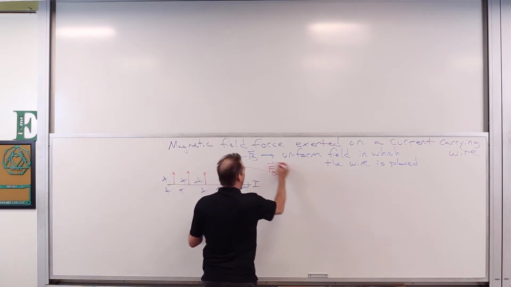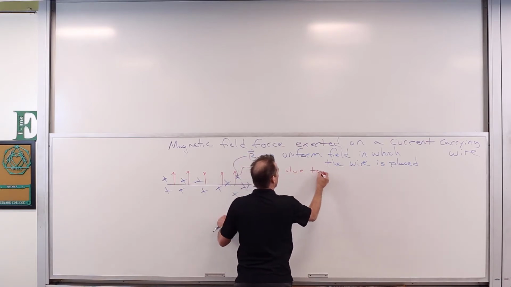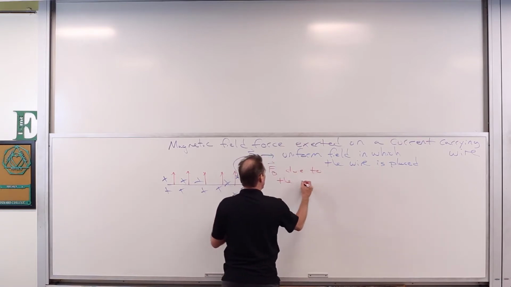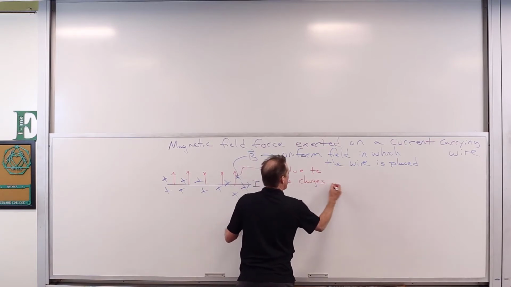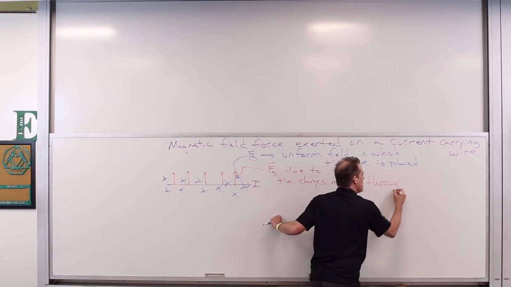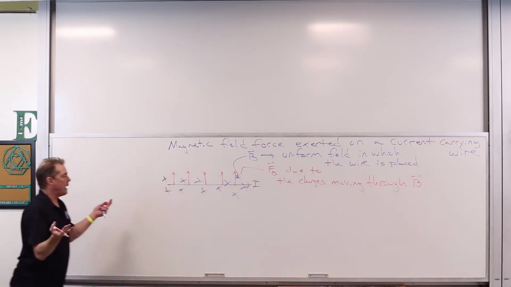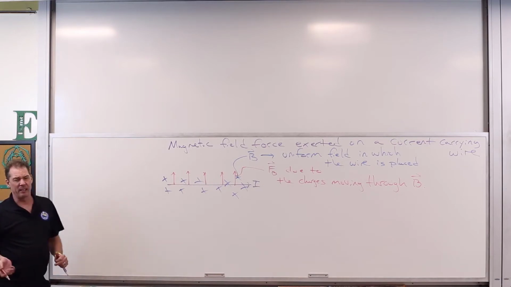F sub B hat, due to the charges moving through B hat. We just use the right hand rule. The only difference here is that we're not looking at individual charges.